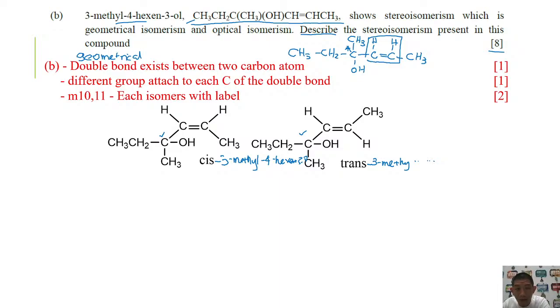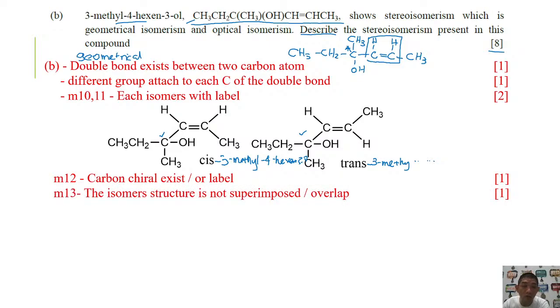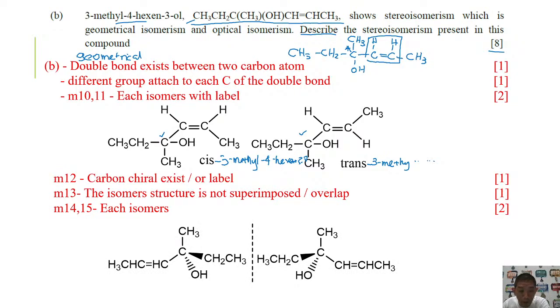And then for the second one, what about optical isomerism? So like I said just now, you would like to define first. Optical isomers are isomers with the same molecular structure but different effect on the plane polarized light. So it must have a chiral carbon atom, or you label with a star also can, which is surrounded by four different atoms or groups of atoms, and the structures of the isomers are not superimposable or cannot be overlapped. Okay, and then finally you draw out the pair of the optical isomers here.